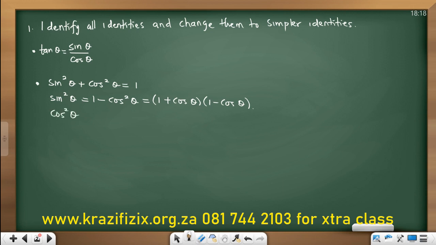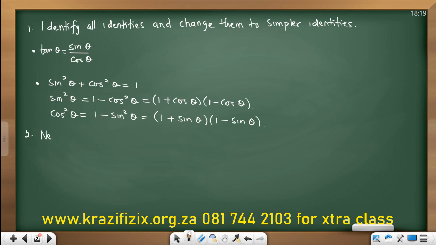Cos squared theta the same way. 1 minus, if I move that sine squared over, and that's also what? 1 plus sine theta, 1 minus sine theta. Identify all identities. So these are the identities that we're going to be looking for in terms of simpler identities. Then we change.